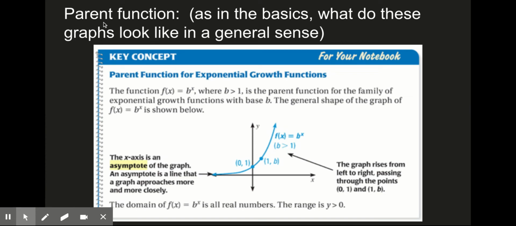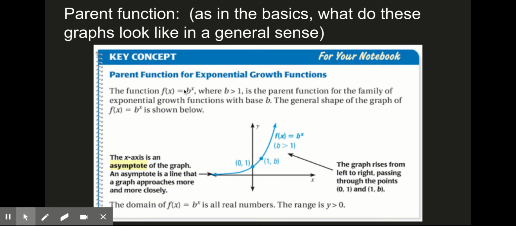So here's an important vocabulary word, the idea of a parent function, as in it's the basics. So what's the general sense of these graphs? The general sense would be f of x equals b to the x, so kind of like 2 to the x is probably one of the most standard ones. But no matter what b is, so if we just have it as 2 to the x, 3 to the x, whatever, you'll always have these points in common.